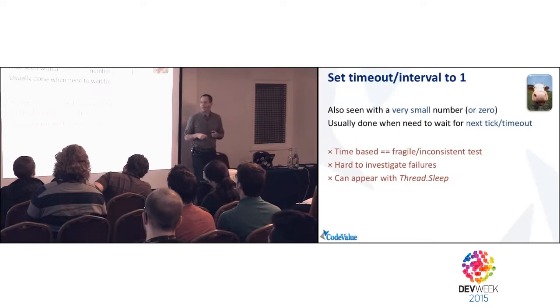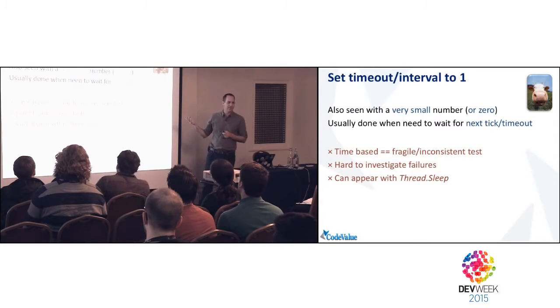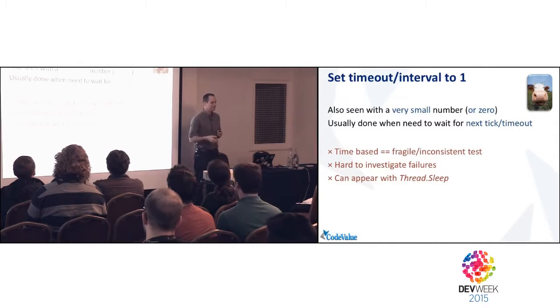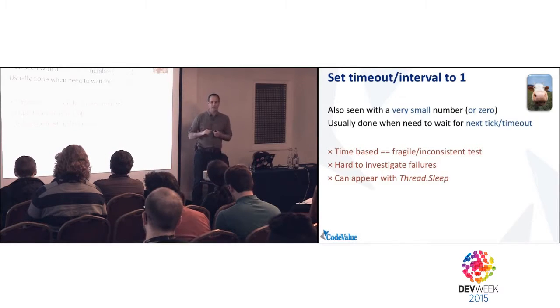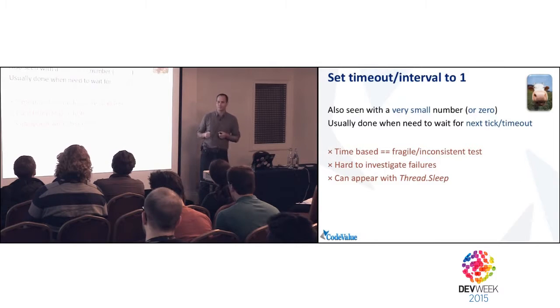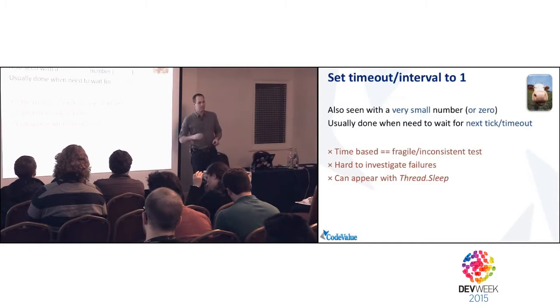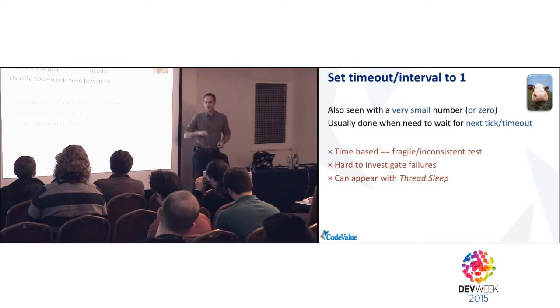I call it the set timeout or interval to 1 smell. If you see a test that's changing configuration or something in order for the timeouts to happen really fast, that's your problem. And it's time-based again, so it will work on your machine. It's hard to investigate the problem as well, because when you get a failure at the end of the test, you have no idea what happened in the middle. And it will usually appear with thread sleep, which we already covered.